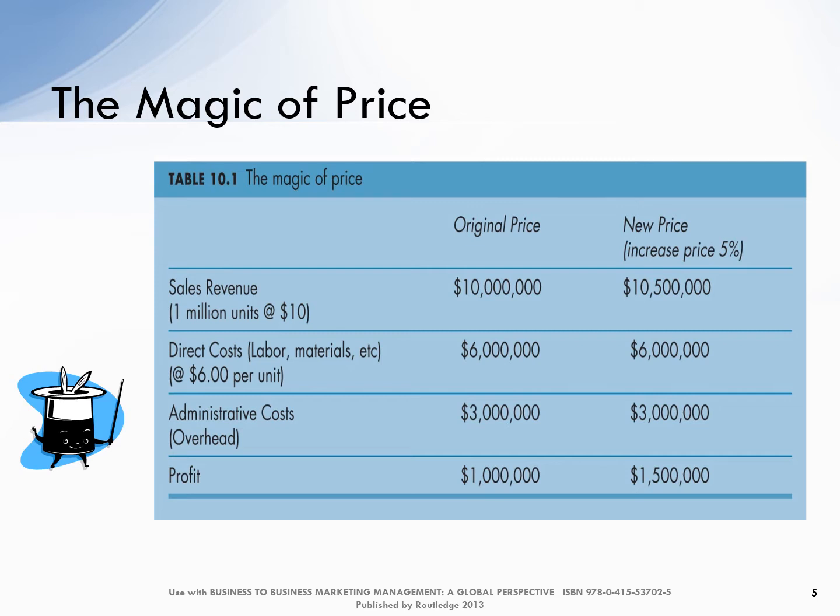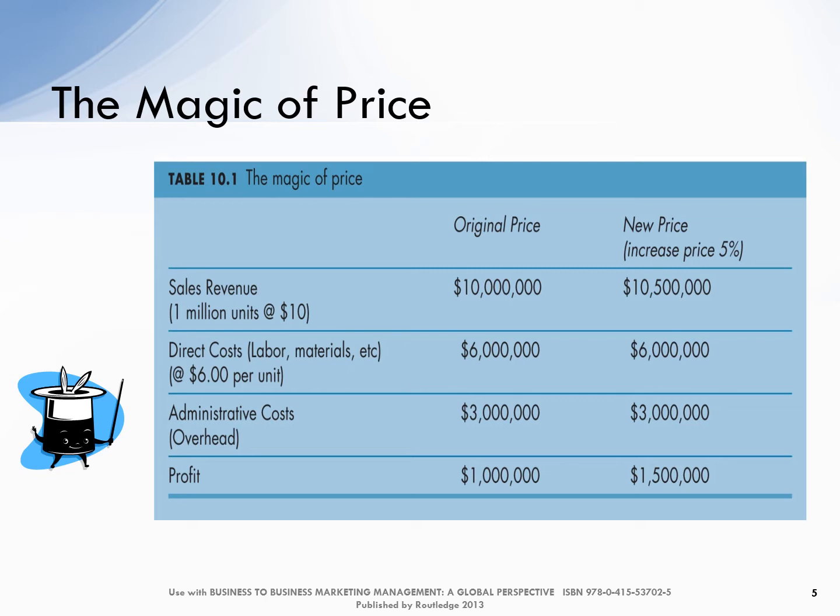The direct cost of manufacturing the product, including all of the variable cost, is $6 per unit, which adds up to $6 million. Administrative costs are $3 million. In this case, as can be seen from our simple example, the profit to the firm is $1 million.